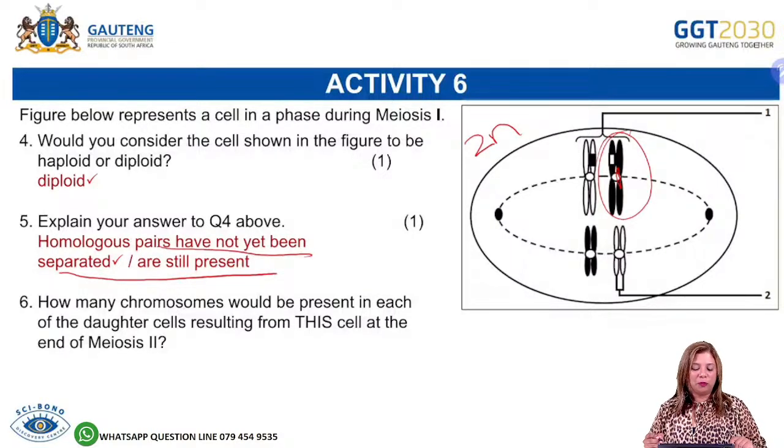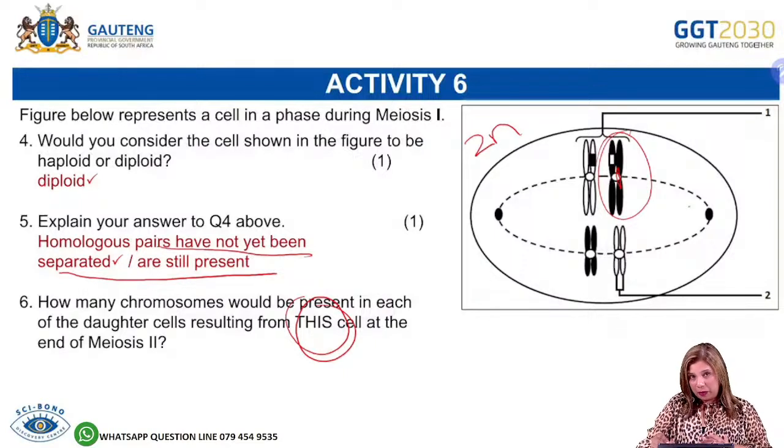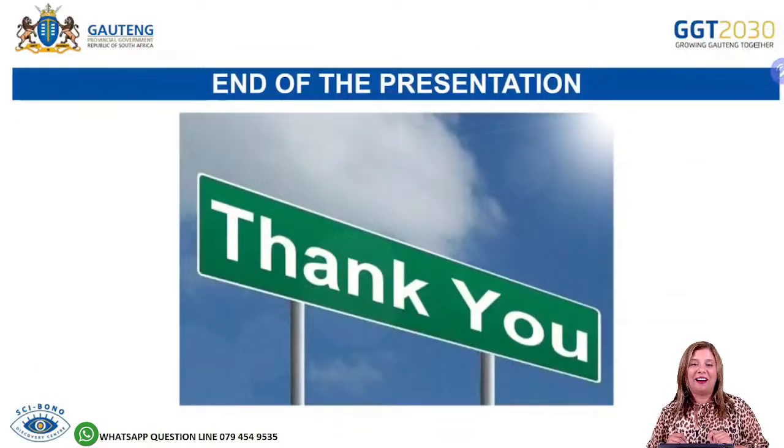How many chromosomes would be present in each of the daughter cells from this cell at the end of meiosis? So this is before the starting of meiosis, and at the end of meiosis. At the start of meiosis, we got 1, 2, 3, 4. So at the end of meiosis 2, we're going to have only 2 because it is a reduction division and the ploidy is halved.